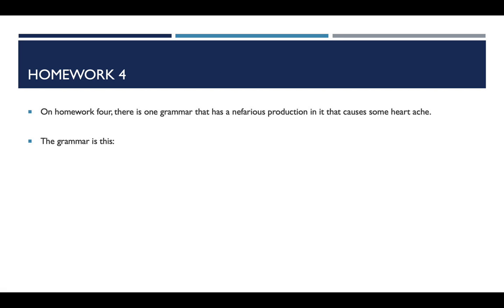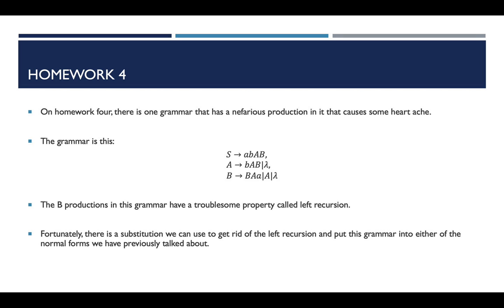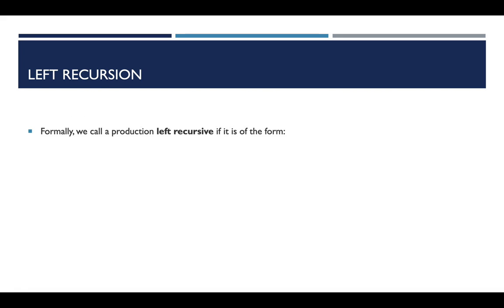So on homework number 4, there is a grammar that has a particular production. It's the B production in that grammar that causes a significant amount of heartache. The reason why this B production causes that heartache is because of what's called left recursion. There is fortunately a very common substitution that we can do to get rid of the left recursion and put the grammar into both of the normal forms that you're supposed to be putting it into for the homework problem.